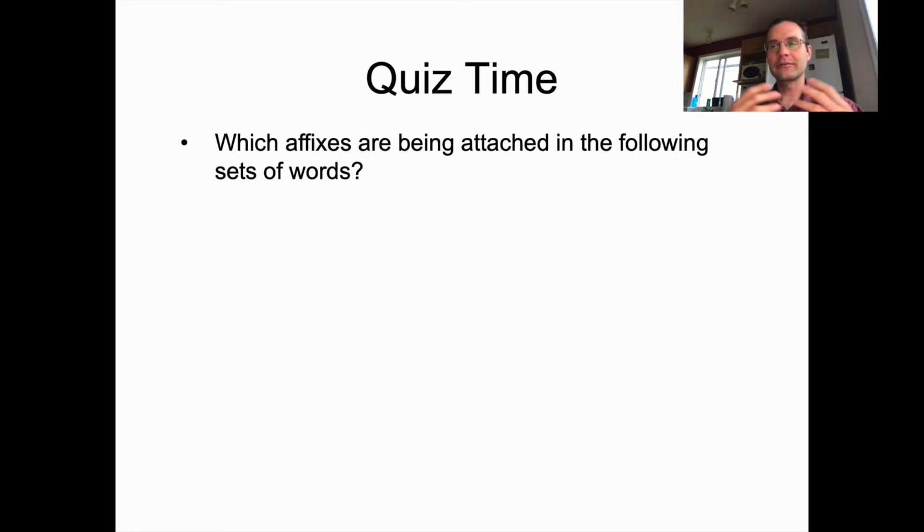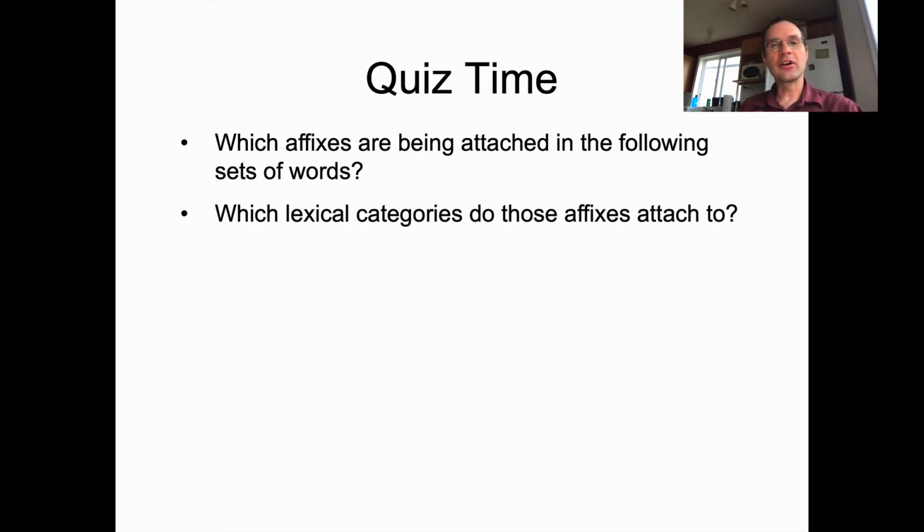do a brief sort of quiz, or I guess another set of practice exercises. So I'm going to give you sets of words, each of which are sort of using or involving the same affix in multiple examples. And I want you to tell me what the affixes are that are attaching to the roots in each of the words, and then also what lexical categories do those affixes attach to.